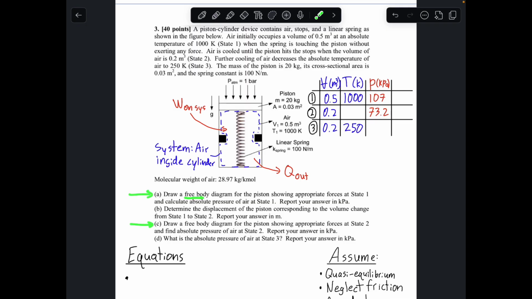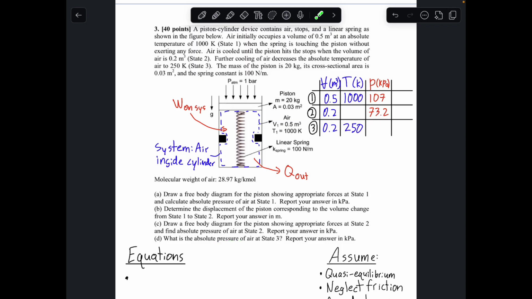And those parts of the question were kind of leading us by telling us that we should draw a free body diagram. And that was helpful because we used the free body diagram in those cases to find the pressure. But for this part of the problem, they're not telling us to draw a free body diagram. So we should get the hint that we're not going to find the pressure through a free body diagram.